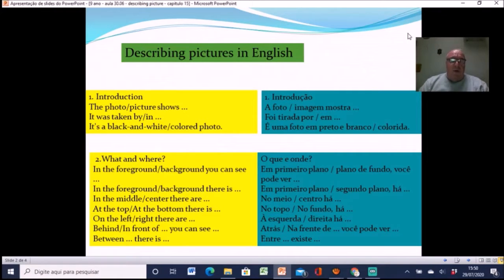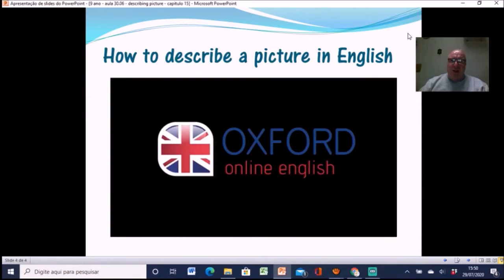At the top, at the bottom there is. On the left, right there are. Behind, in front of, you can see. Between, there is. Então, esses são os passos que você tem que seguir para descrever uma fotografia, uma paisagem, né?